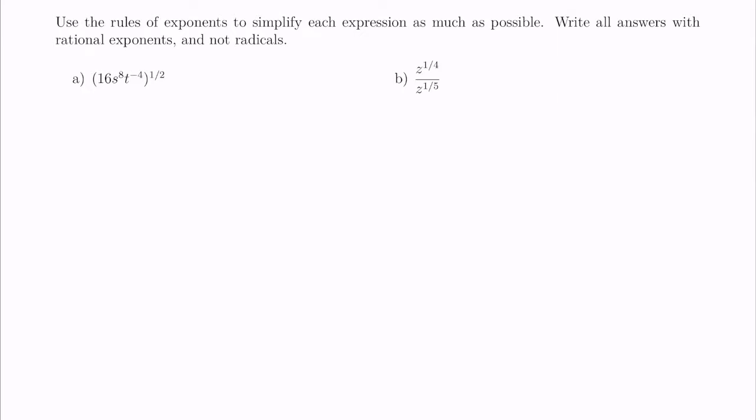In part A, we have the quantity 16 s to the 8th t to the negative 4th, all raised to the 1/2 power. The first step in simplifying this is to apply that outer exponent to each factor inside the parentheses. So we will end up with 16 to the 1/2, the quantity s to the 8th to the 1/2, and the quantity t to the negative 4th to the 1/2.